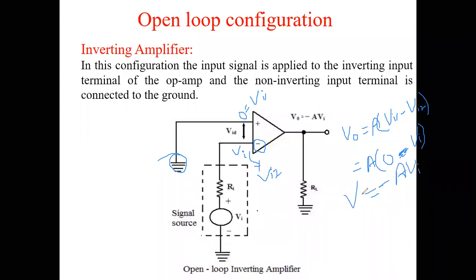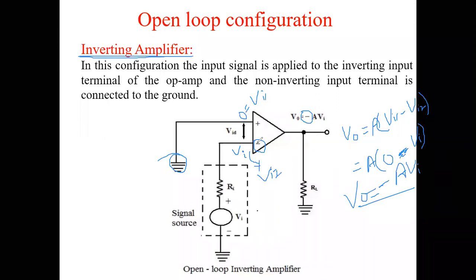So therefore output is nothing but minus of A into Va. Therefore the input and output has a phase shift of 180 degrees. Why? Because it has a negative sign, and therefore it is called an inverting amplifier.